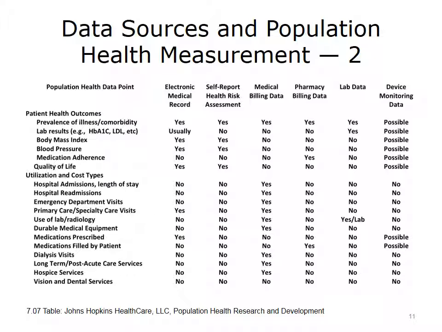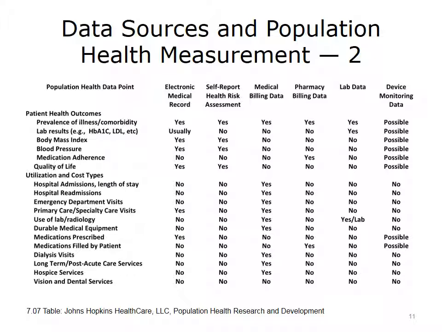On the self-reported health risk assessment, that is the annual assessment that an employer or a health plan may ask its employees or members to take, we can get patients to self-identify prevalence of illness. Usually, patients are not asked about lab results. These assessments can ask patients about their body mass index and blood pressure. But we have to question the accuracy of self-reported data. Utilization and cost types are not generally accurate in self-reported health risk assessments.